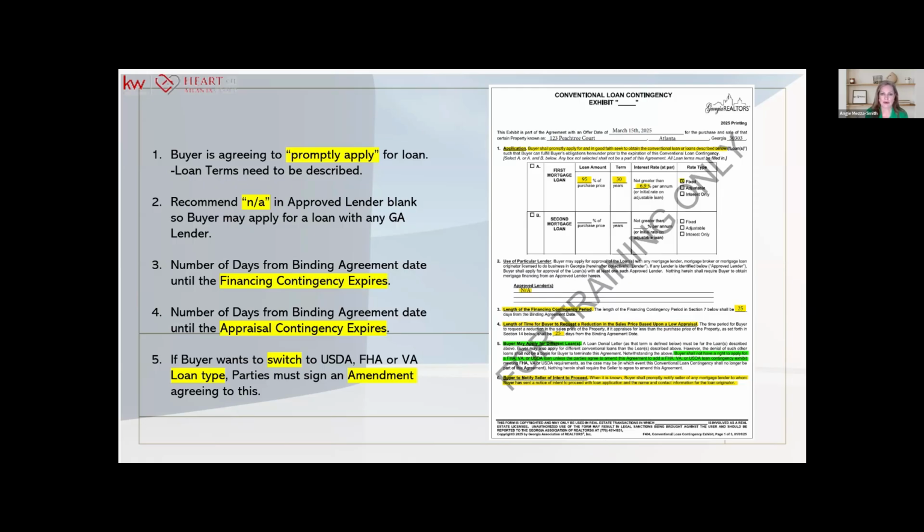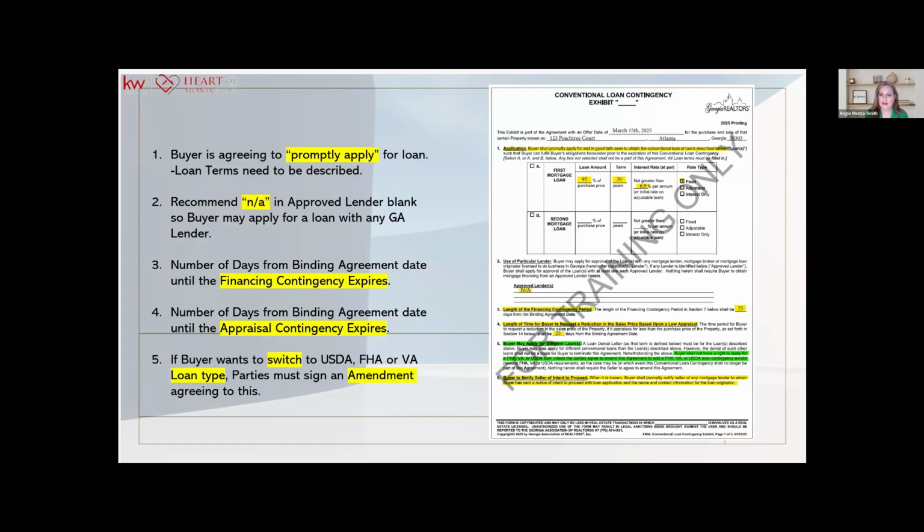So it's extremely important that while the buyer's getting pre-qualified, they are also really, really vetting thoroughly with their lender what type of loan is best for them and what they want to apply for, so that you know which exhibit to grab.